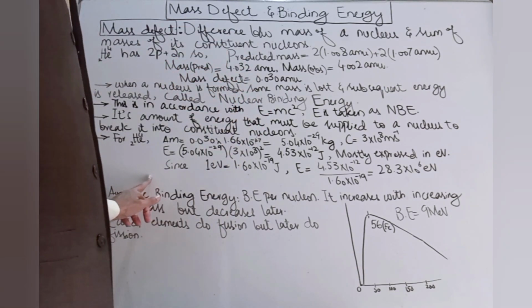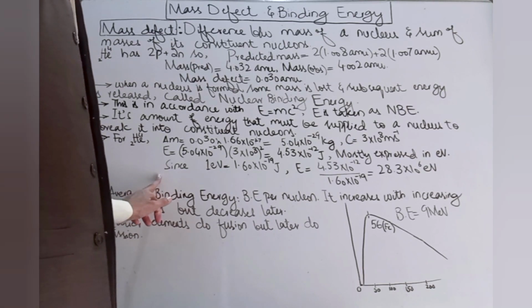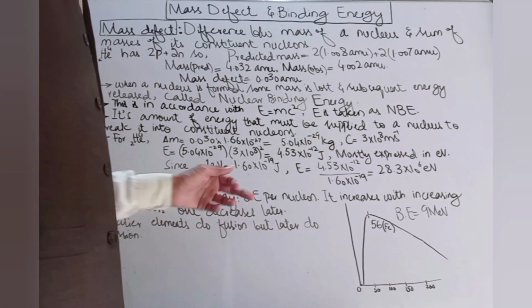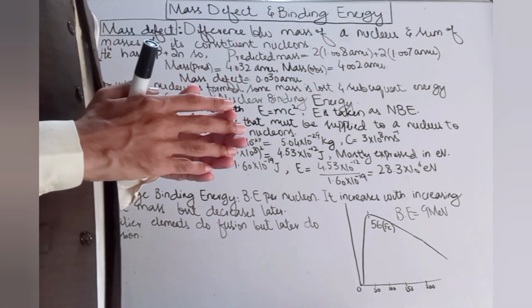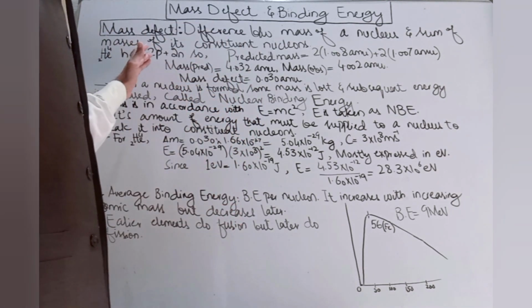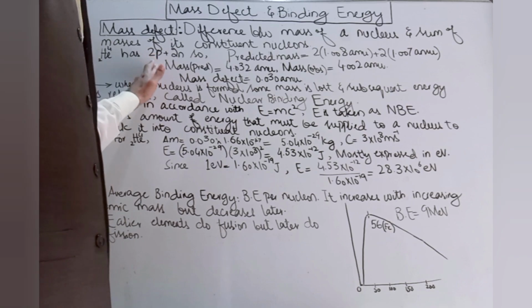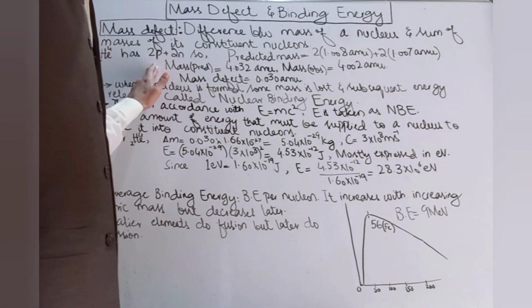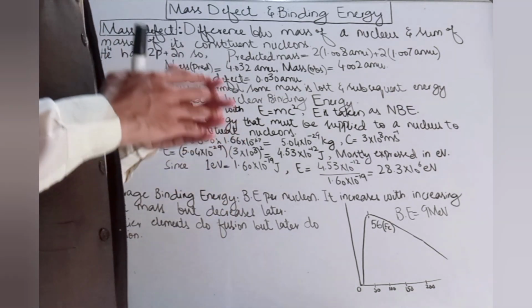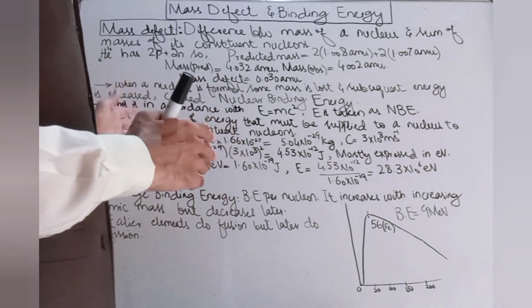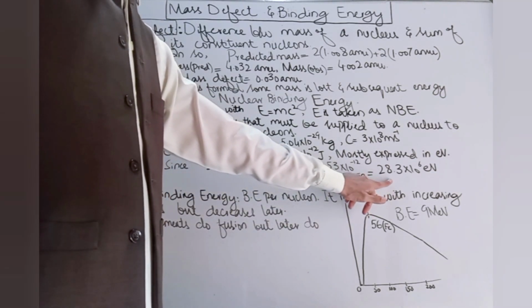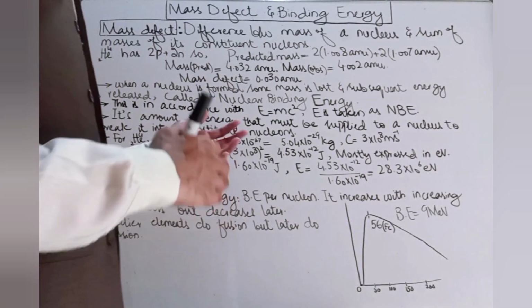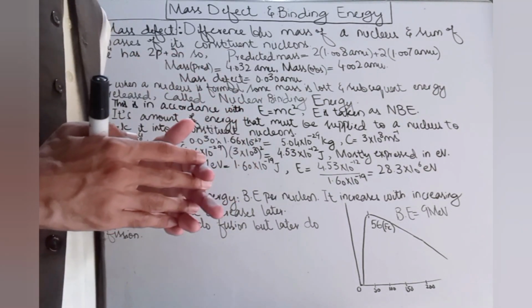Average binding energy, this is another term that is very important. Binding energy per nucleon is known as the average binding energy. Just like that, if we are having 4 nucleons in helium-4, and we want to find out the average binding energy in case of helium-4, we are going to divide this value by 4, and we would get the value in the form of the average binding energy.